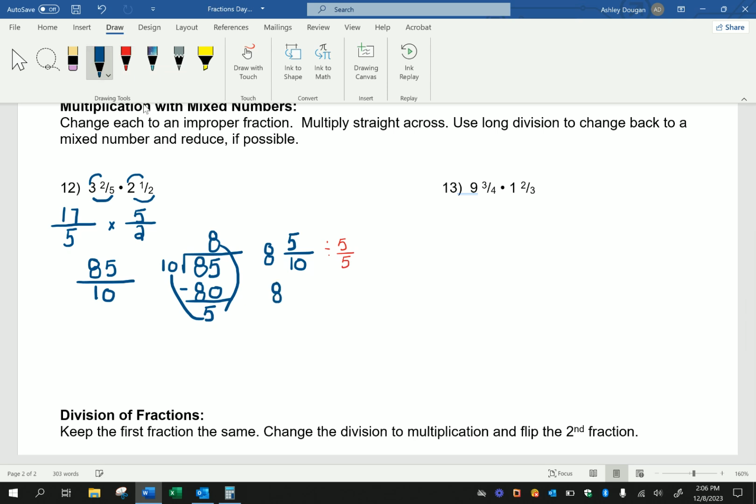Five divided by 5 is 1, and 10 divided by 5 is 2. This would make this 8 1/2. Okay, so again, make sure on the quiz and test, if you're given a mixed number, if possible, we want to change it back to a mixed number for our answer.